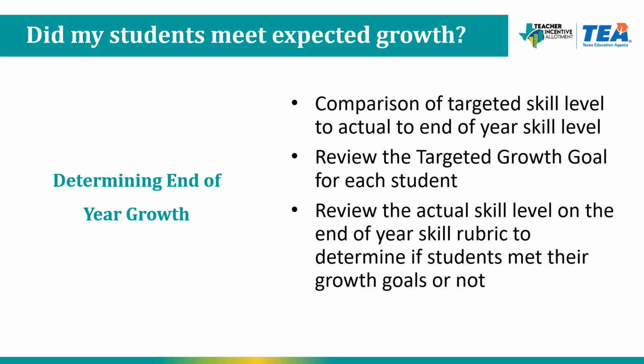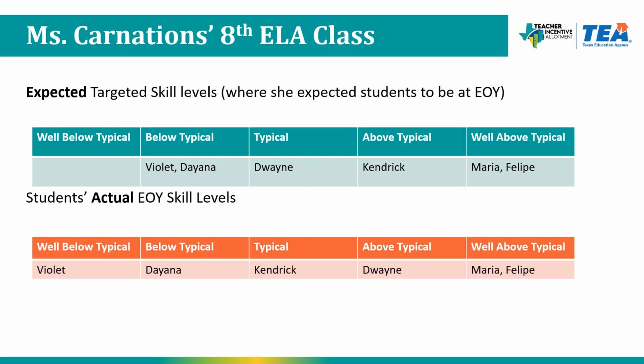In this phase, you're going to compare the targeted growth goals set at the beginning of the year with their actual EOY skill levels. Review the targeted growth goal for each student and compare it to their actual skill level on the end of the year skill rubric to determine if they met their goals. While this example only includes 6 students, most teachers will have more. For simplicity, let's consider that 4 out of 6 students met or exceeded their expected growth targets, equating to approximately 66% of Miss Carnation's students.